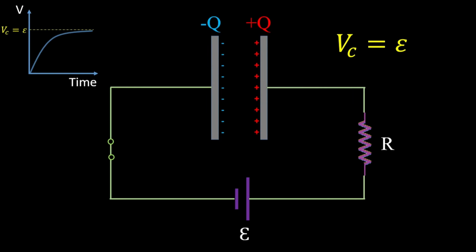If you study the current versus time, however, you'll find that we always start with a maximum current, and this current decays over time until it reaches 0 when the capacitor becomes fully charged. In fact, the current versus time curve is an exponential decay curve.